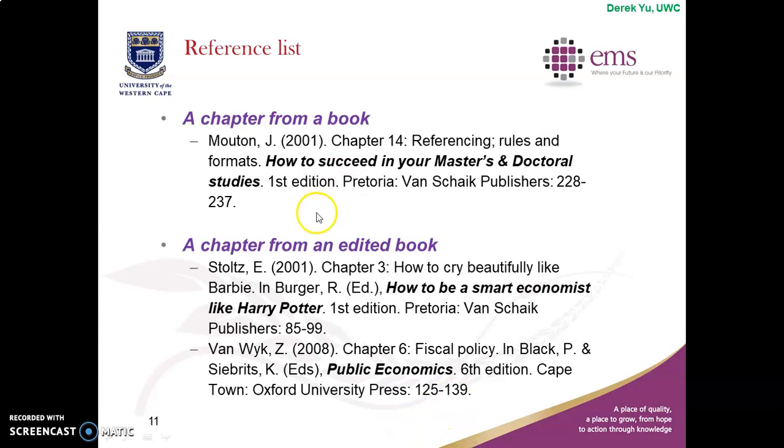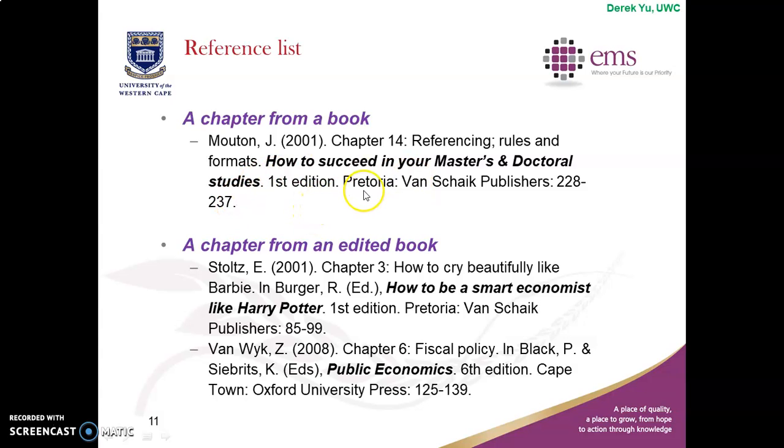Okay. If you only use a chapter from a book, in other words, you don't use all chapters, but only one chapter, then this is how you do the referencing. So this is your honors research essay prescribed textbook, but you use chapter 14 for your research essay. Then Moulton, comma, J, the initial, 2001, then the chapter title, chapter 14, referencing rules and formats, followed by the name of the book, How to Succeed in Your Master's and Doctoral Studies.